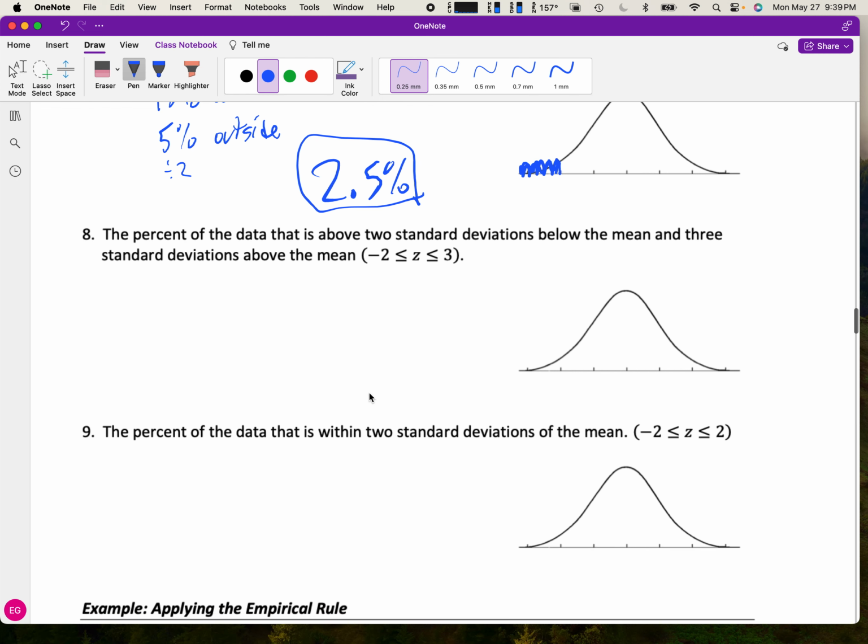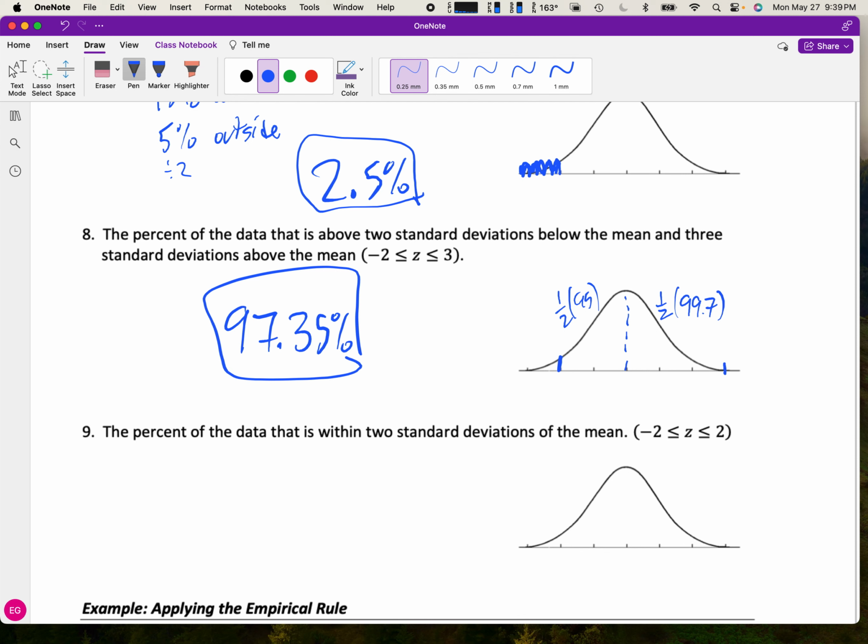All right, this guy, we got -2 all the way up to 3. I'm going to, again, split it down the middle. I'm doing half of 95 for the half of 2 standard deviations and half of 99.7 to give me that. And that's going to give me 97.35%. Or you can add up all those different numbers. So like 13.5 plus 34 plus 34 plus 13.5 plus 2.35, or whatever the numbers were. I'm not looking at them anymore, and I honestly don't have them memorized.